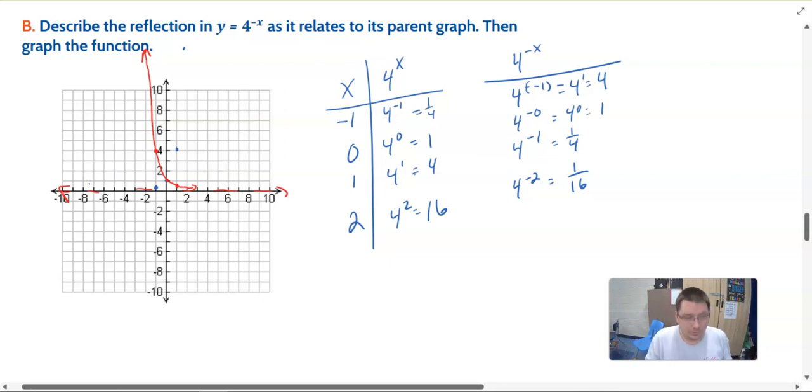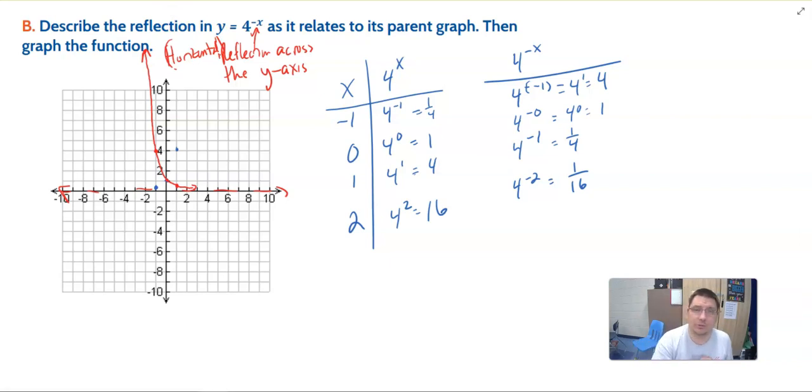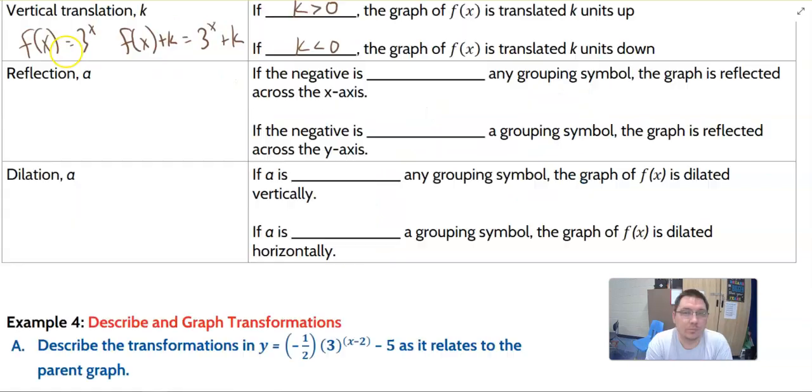Okay, and so what is the transformation here? This is a reflection across the y-axis, and again, this would be in the horizontal direction. We'll rewrite that so it looks a little better. Horizontal. Okay, so again, this is a reflection across the y-axis. Okay, so let's go down to the table and look at those two examples. Look at the summary down there.